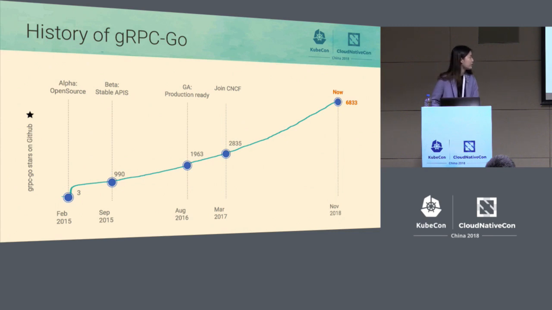And a little bit of history about gRPC-Go. We open sourced in February 2015, and we got a beta version out in September 2015. Next, we GA'd in August 2016, and we joined CNCF March last year. The line here shows our GitHub repo stars trend, and you can see that we have a very good upward trend here, and we have almost 7,000 stars by today.